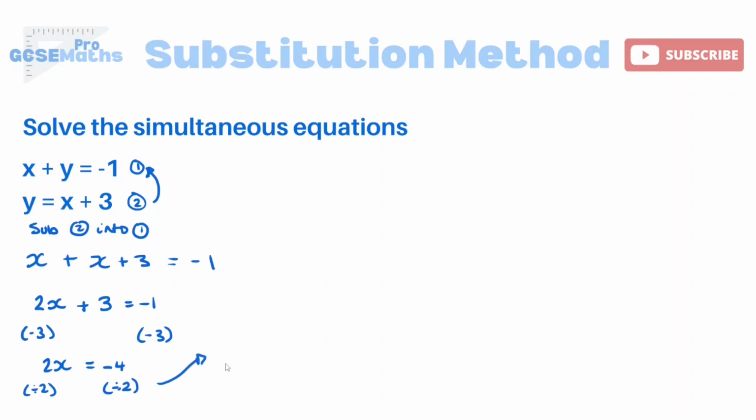So I'm just going to put it here. 2x divided by 2 is obviously just 1x. And minus 4 divided by 2 is minus 2. Perfect. There we go. I've got my first letter.